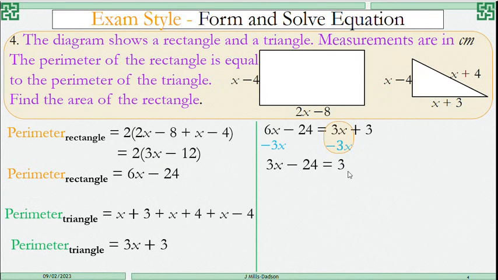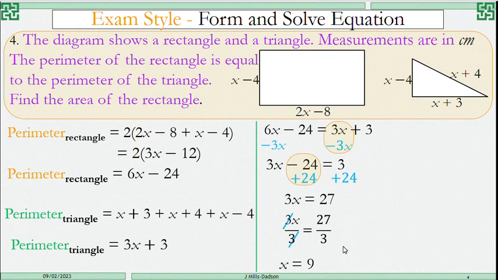Add 24 to both sides to get rid of negative 24. So we're going to have 3x is equal to 27. 3 is multiplying x, so you divide through by 3. That means divide both sides by 3. 3x over 3 is equal to 27 over 3. I can divide 3 by 3, which equals 1, so cancel that out. x is equal to 27 over 3, and x is equal to 9.